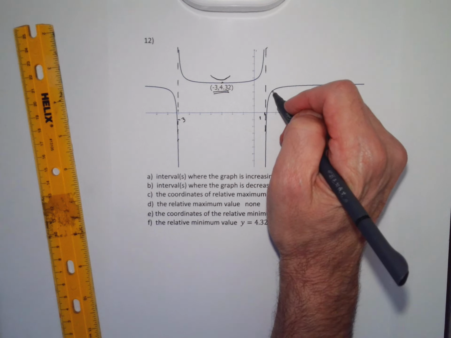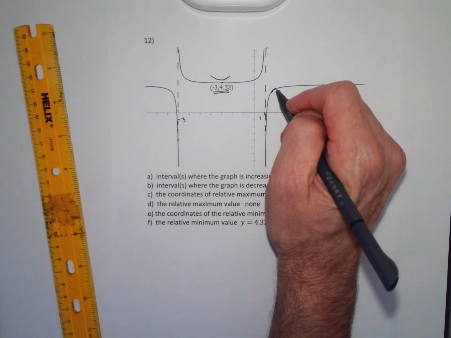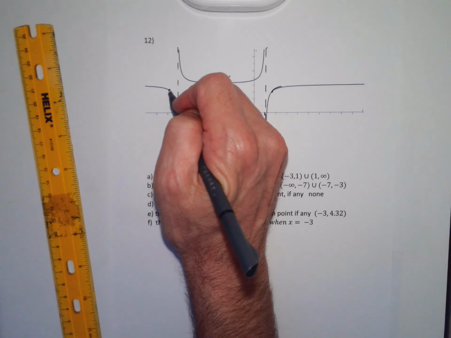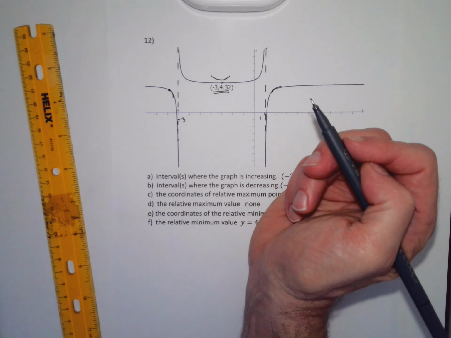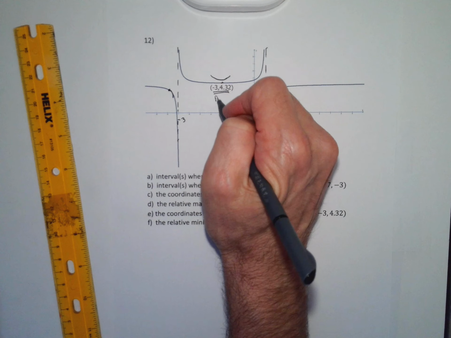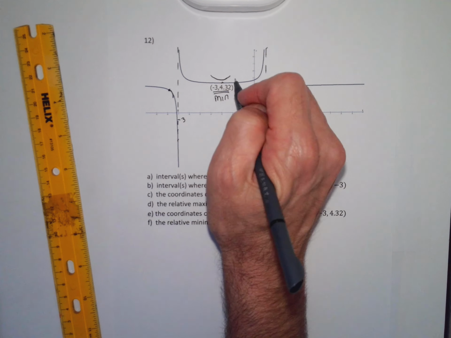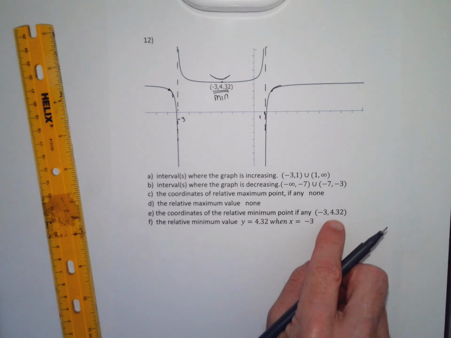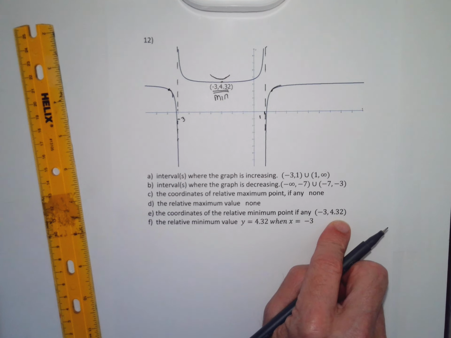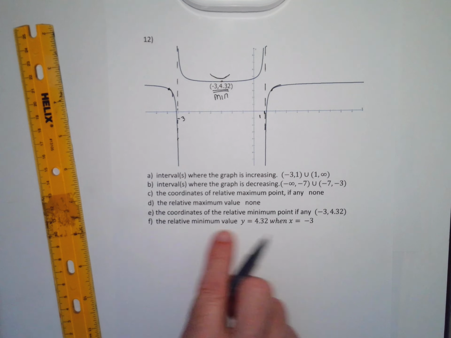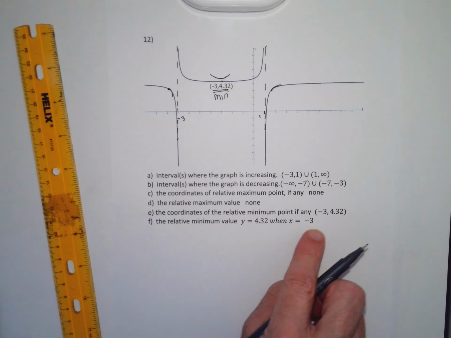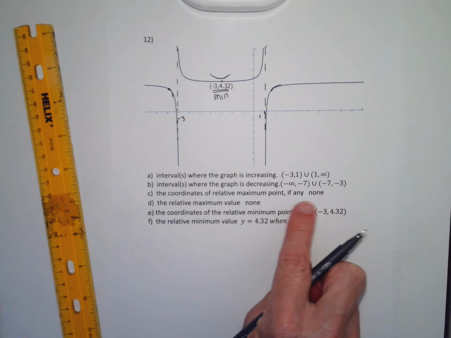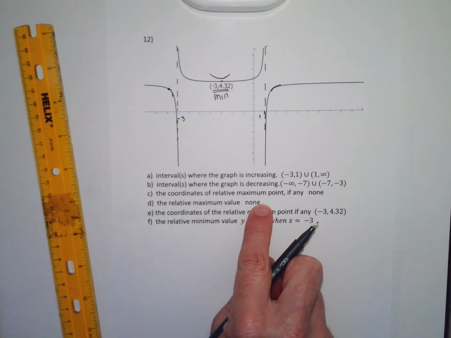This point's not considered a maximum point because there's points to the right of it that are higher than it. This bend here is not considered a minimum point because there's points to the right of it that are lower than it. So this graph has a minimum point, barely can tell that it's a minimum point, but I took the time to mark it, so it had to be something. The minimum point's the point -3, 4.32, which means the minimum value is y equal to 4.32, which occurs when x equals -3. There is no maximum point, so for both of the maximums, I put none.